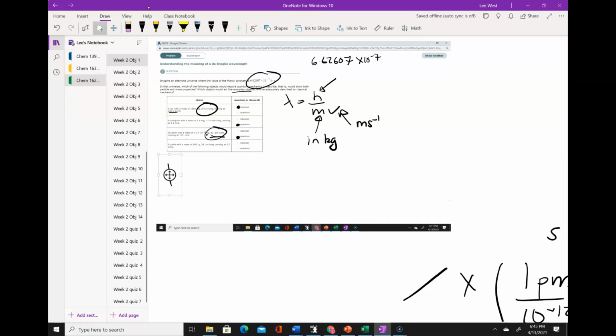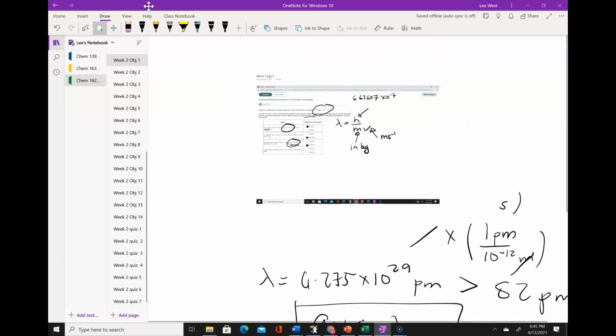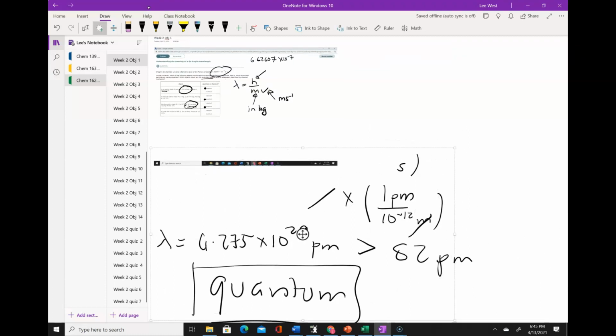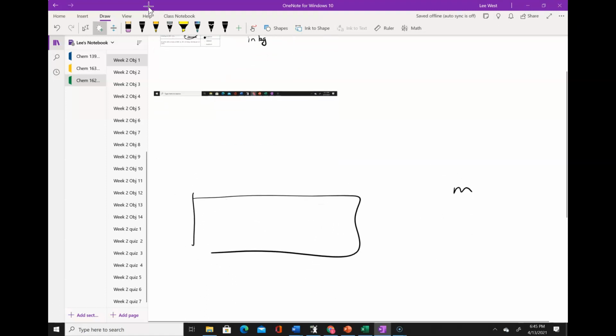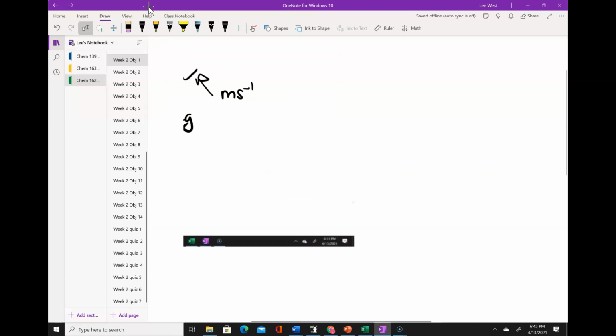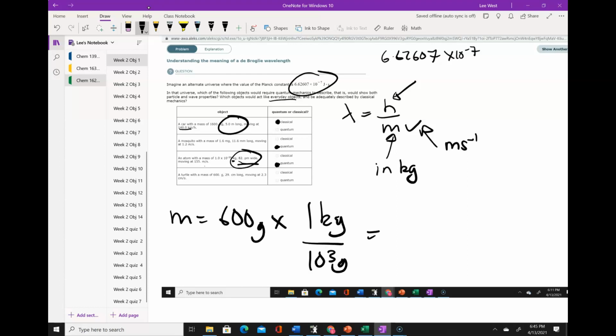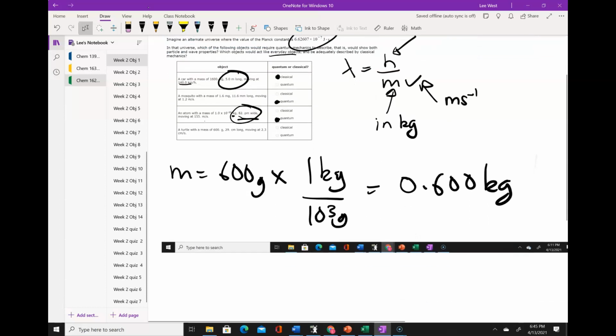And then it says that the turtle is moving, not surprisingly, at 2.3 centimeters a second. Because it's a turtle, it's going really slow. We're going to have to turn that into meters per second. So we've got a little bit of work here. The grams have to go to kilograms, so that's easy enough to do. So 600 grams times 1 kilogram per 10 to the 3 grams. So that ends up being 0.600 kilograms.